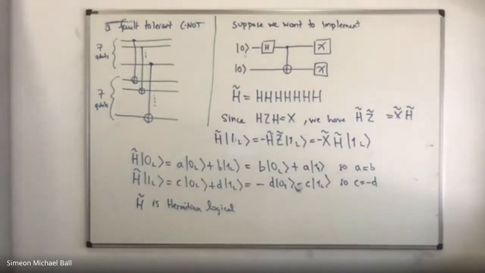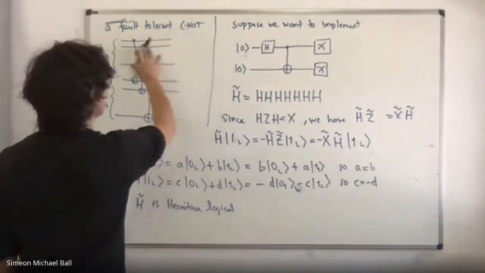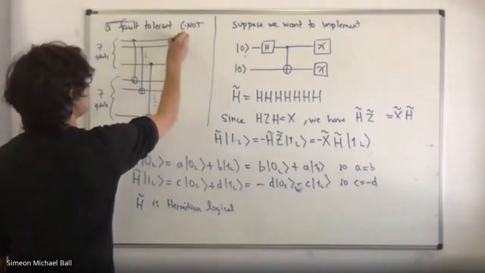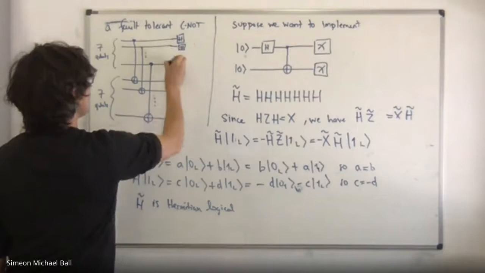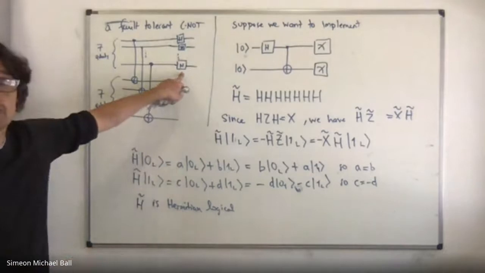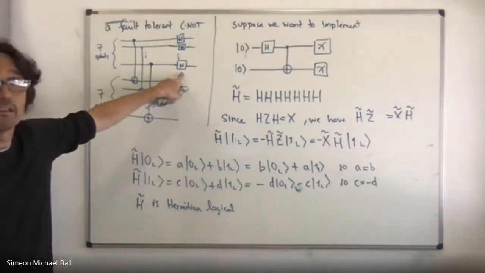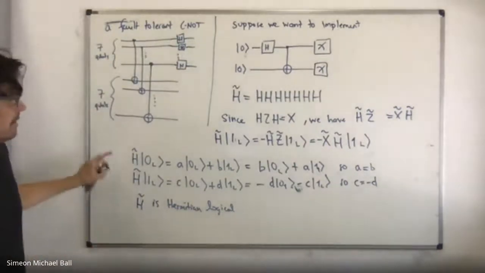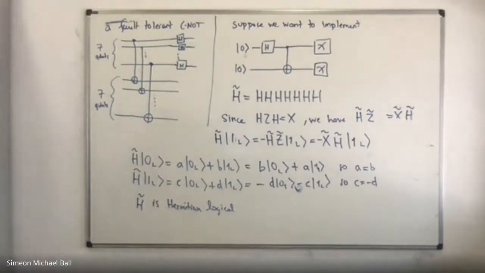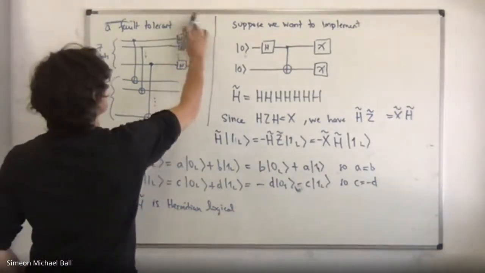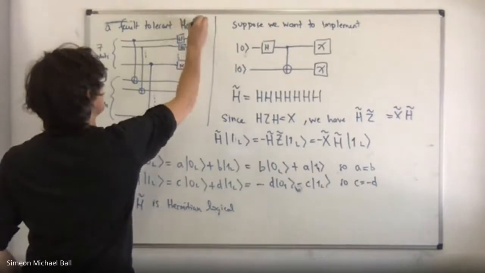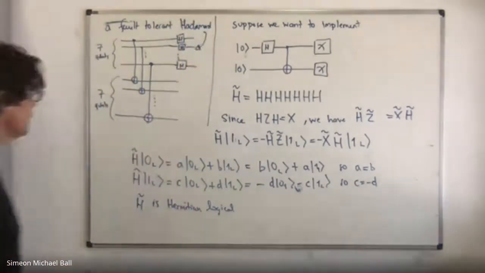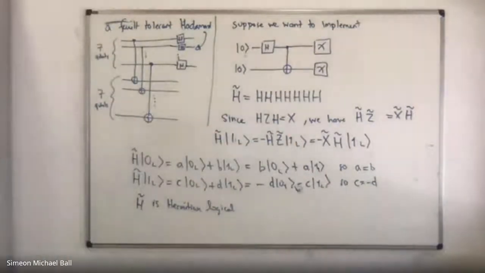So to implement this H here, let's do it up here. So this is the C naught. To get the H then, all I need to do is put H's all the way down here. And that implements the H logical in a fault tolerant way. Because you need many of us to be able to really mess up in fault tolerant things. So this is a fault tolerant Hadamard. You just have to put H's all the way along the seven qubits.